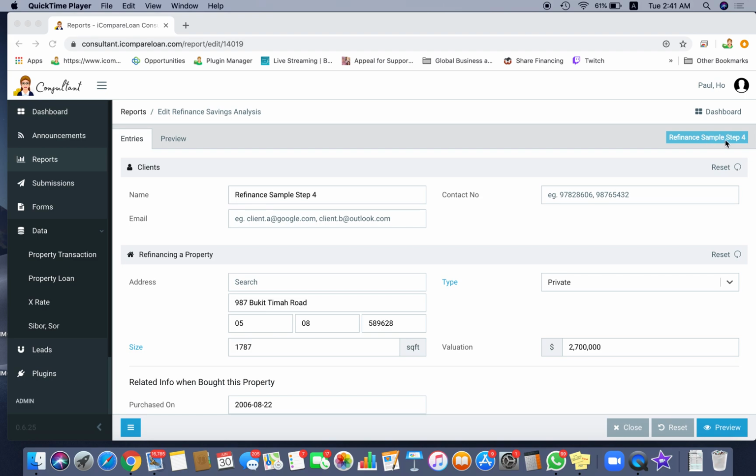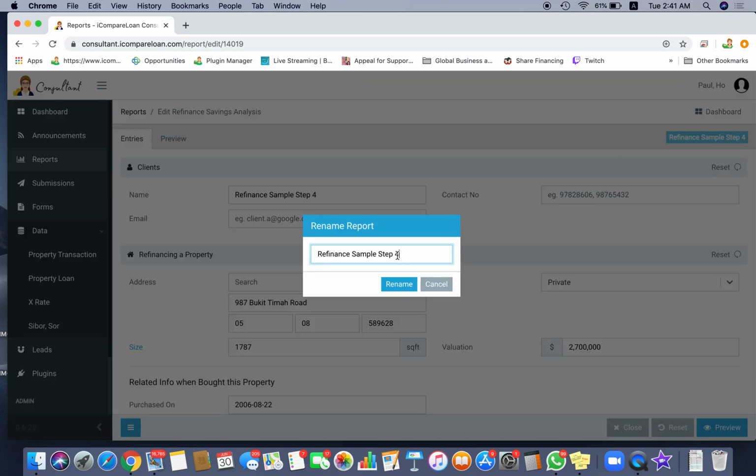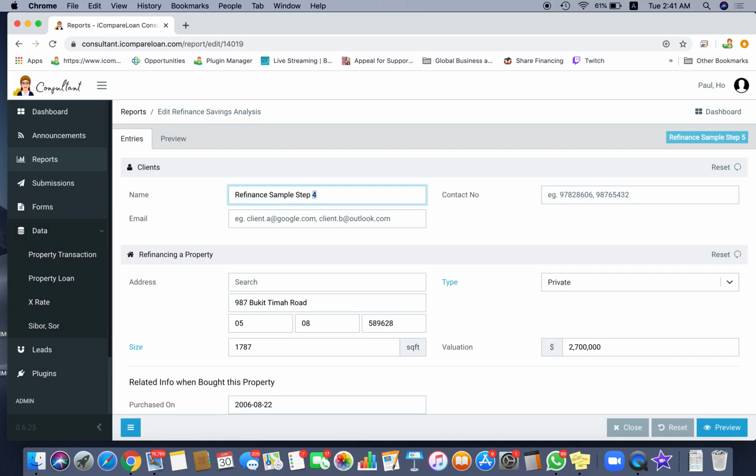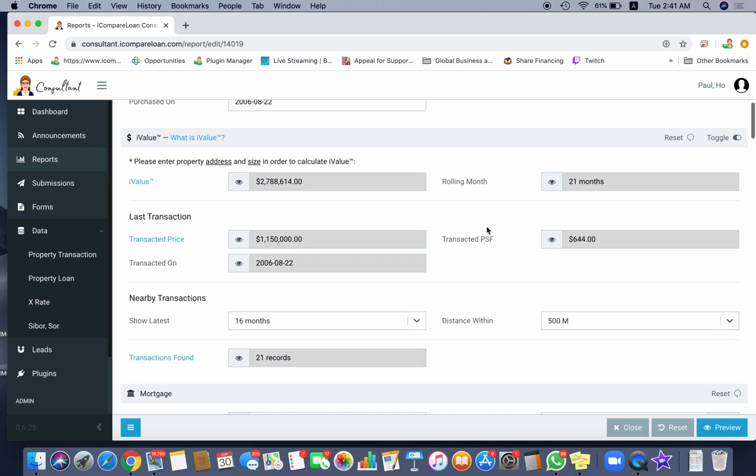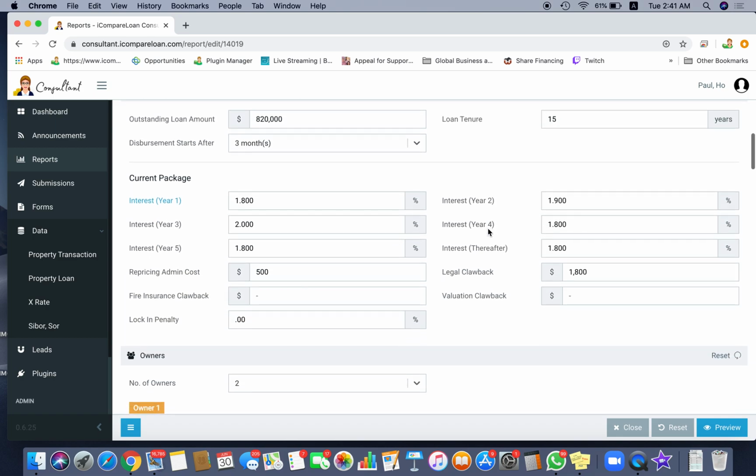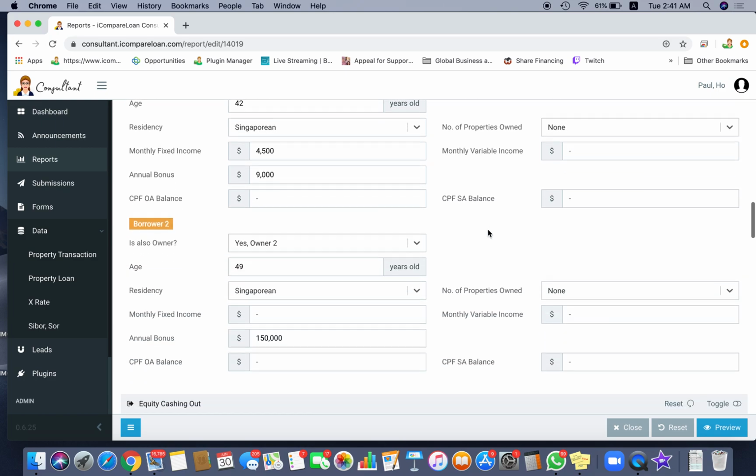Done, refinance sample, step 1 to step 4. Let's do a bit more advanced. Let's go to step 5. Rename it step 5 and then step 5. Obviously, in this case, the TDSR failed. No issues on that. And you can go to that.